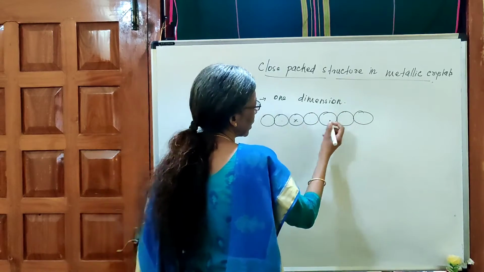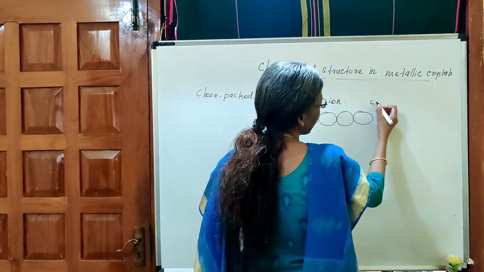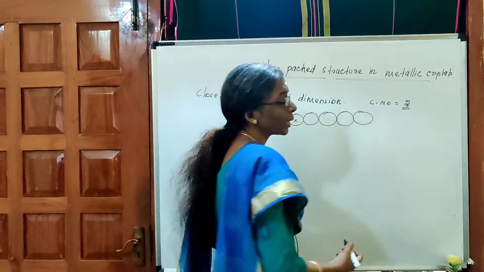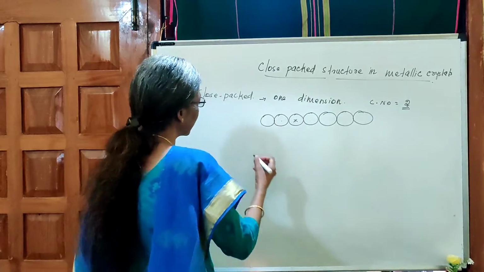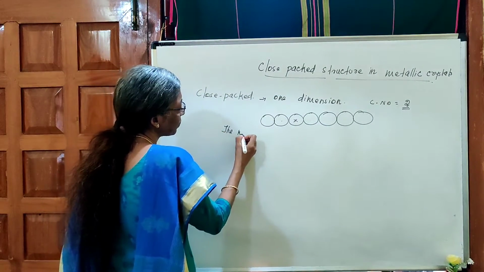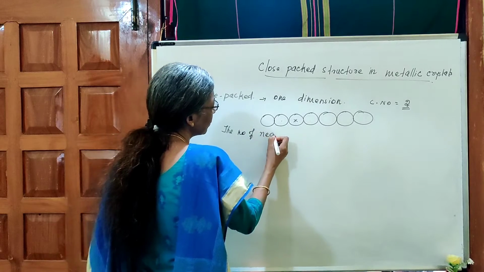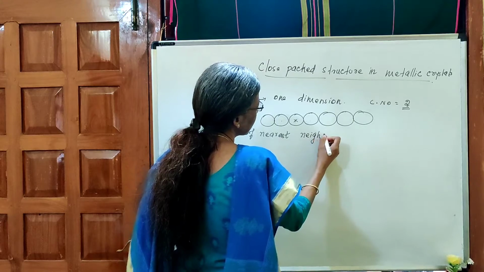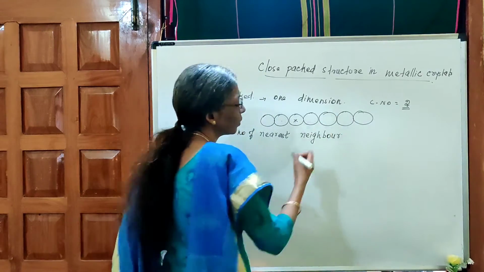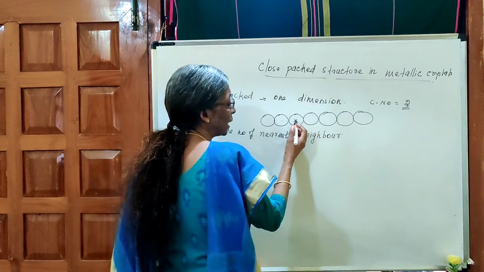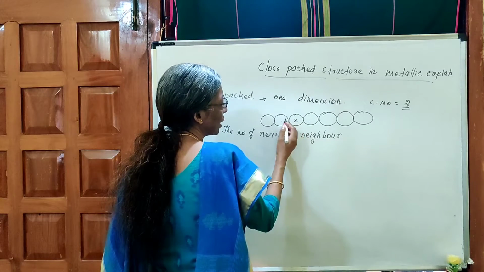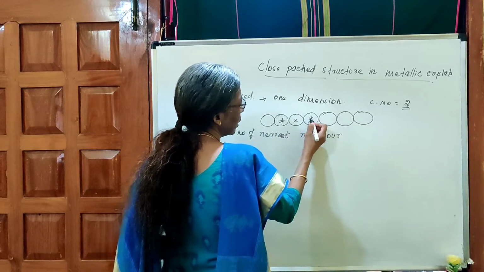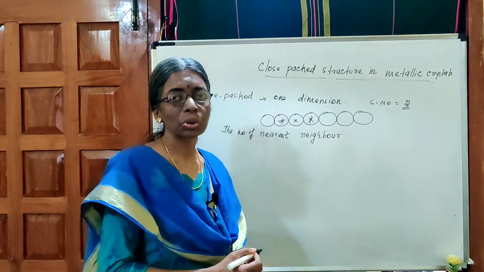So in one dimension, the coordination number is equal to 2. What is coordination number? Coordination number is the number of nearest neighbors. You see this, you take any sphere, what is coming here? This is one, here another one. So here coordination number is equal to 2.